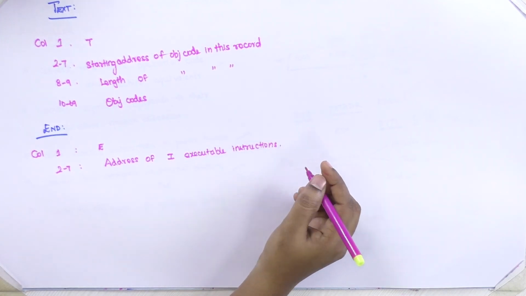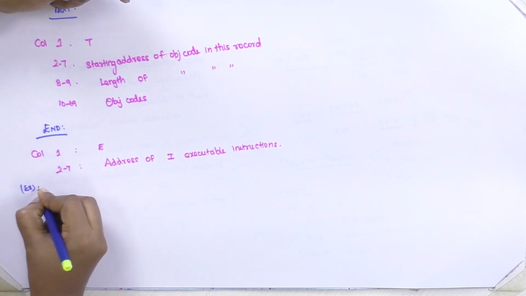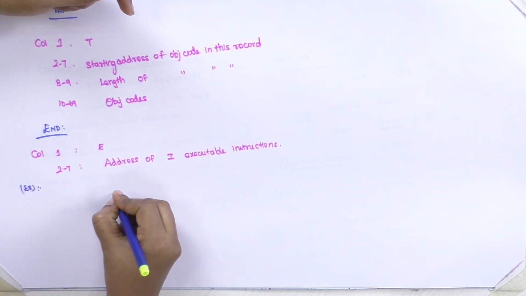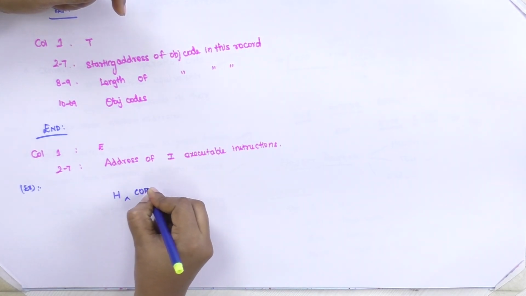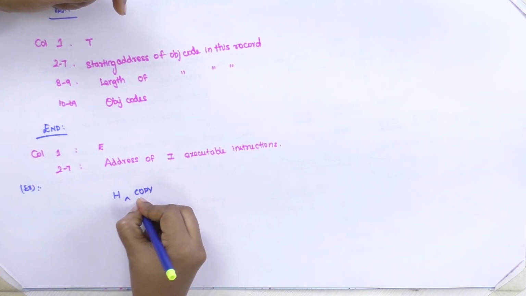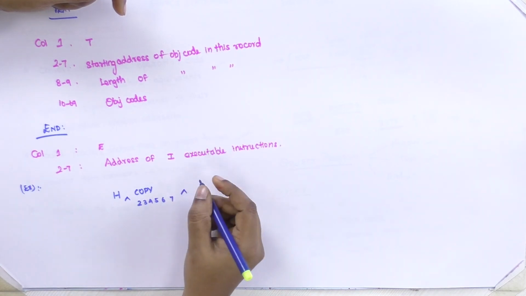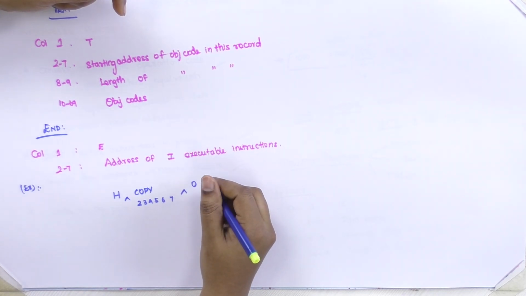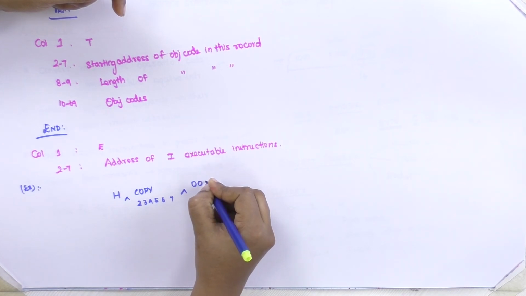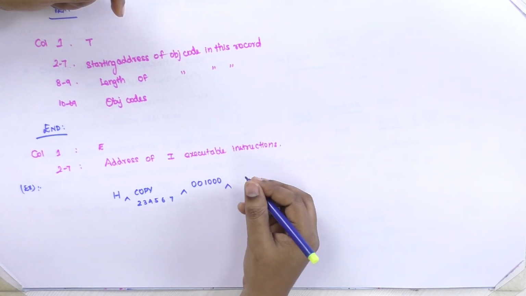Now let us see an example object program for an SIC program that we have seen before. Column 1 will contain H, then COPY is the name of the program, columns 2 to 7. Then the starting address. Our starting address is specified in the START. In START we have specified 1000 as the starting address, so 001000. Then the length, the complete length.